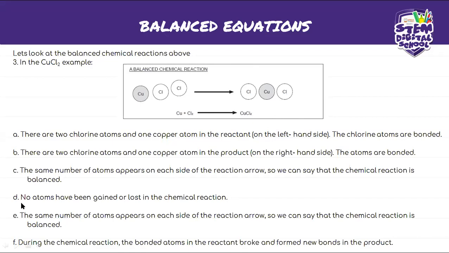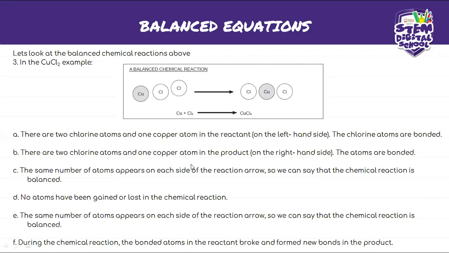Now, no atoms have been gained or lost in the chemical reaction. So basically, that is conservation of matter. Now, the same number of atoms appears on each side of the reaction arrow. So we can say that the chemical reaction is balanced.